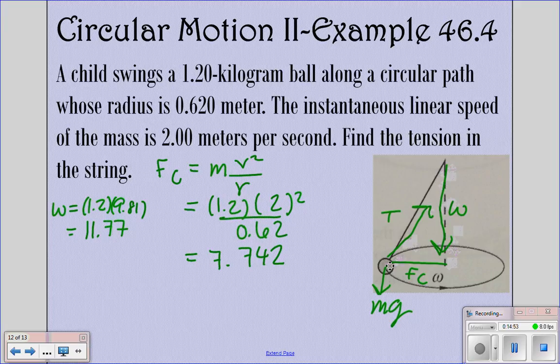And so the tension has both a horizontal and a vertical component. And so to find the tension, we've got a right triangle here, and so we just use the Pythagorean theorem to get our tension. So the tension is the square root of the weight squared plus the centripetal force squared. And so plug those numbers into your calculator, and you should get 14.1 newtons. Okay? So the tension isn't just the centripetal force on this one, because it's not going horizontally. It's at an angle, and so the weight is also pulling more, and it makes the tension greater than just having the centripetal force. Okay?